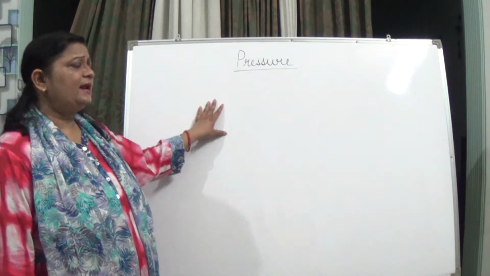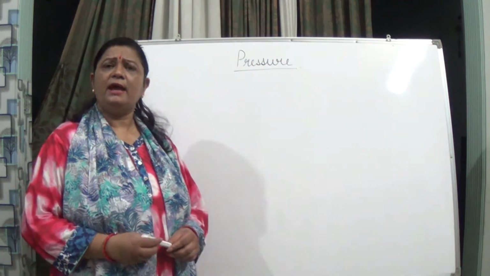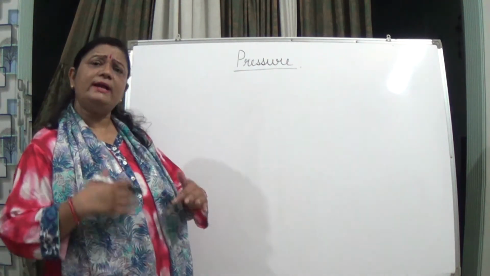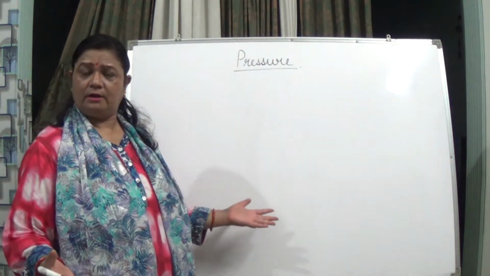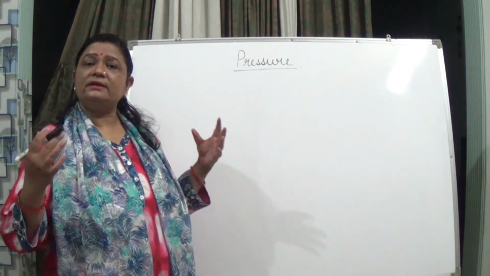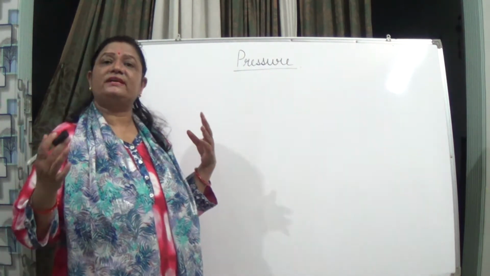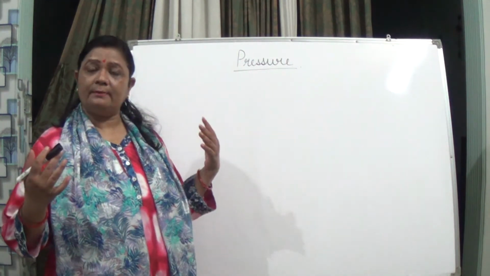In class 7, you all have studied about storms and cyclones. And we have seen, why does this occur? Because there is a difference in the pressure. So what is this pressure? What is the relation between force and pressure? We'll be understanding with a number of examples.